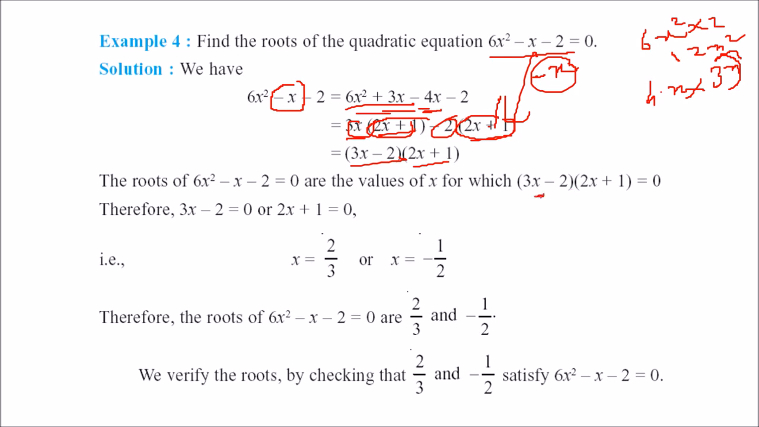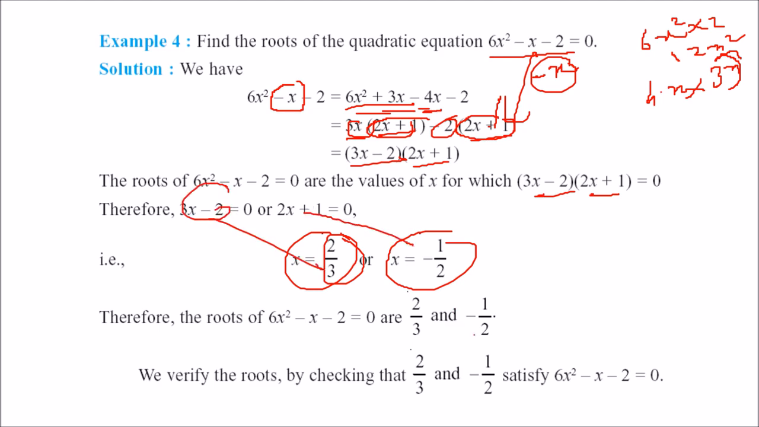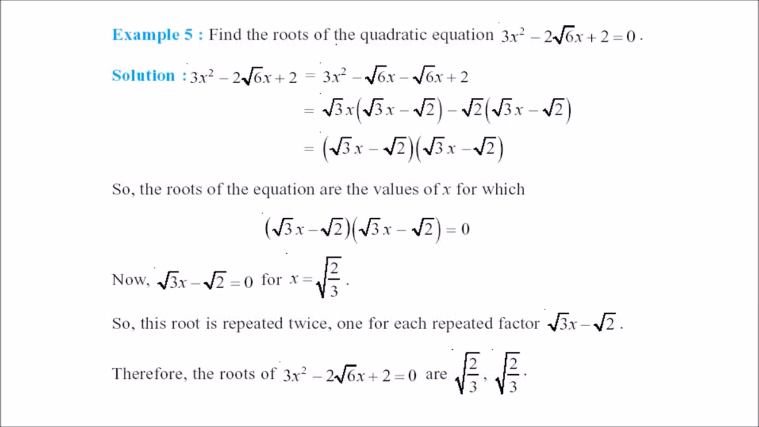Right? So when we equate these two to 0, either this has to be 0, or this has to be 0. So this gives x equal to 2 by 3, and this gives x equal to minus half. And these two are the roots of this equation. You can place them in this and you'll get 0. One more equation is this: 3x square minus 2 root 6x plus 2.